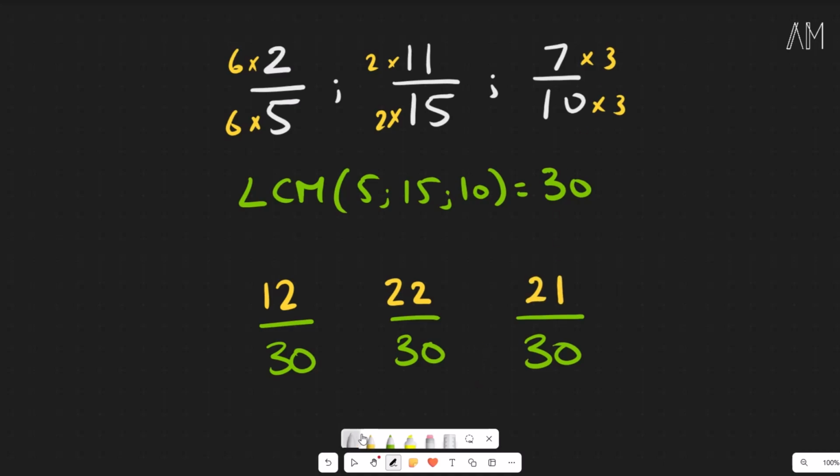I will be able to directly compare and order them easily from greatest to smallest or smallest to greatest by simply looking at the numerator only. So there we go, that's the smallest, that's the biggest, and that's in the middle.